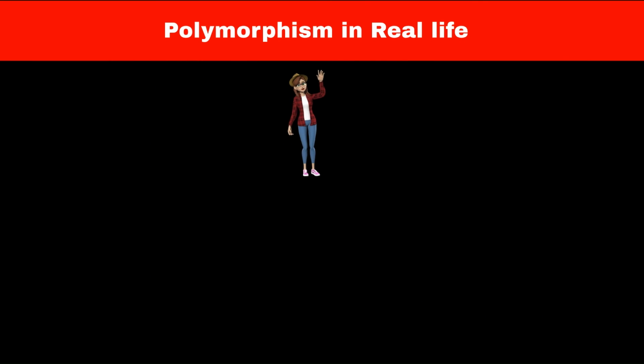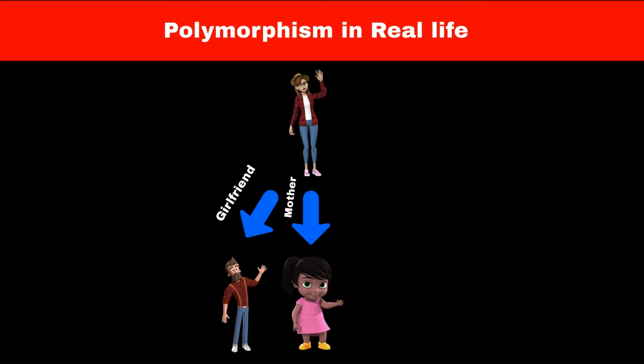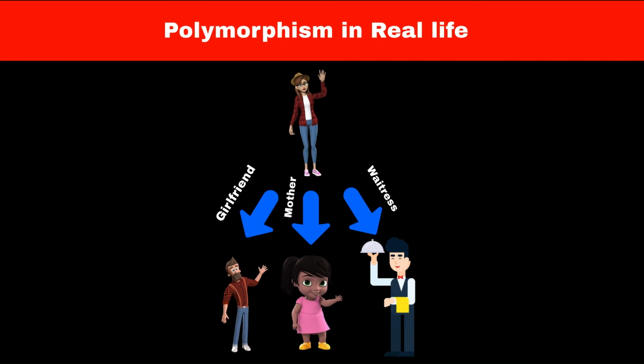Consider the example of Rachel. Rachel plays multiple roles in her life. Like Rachel is a girlfriend of Ross, she is also mother of Emma, and she is also a waiter in a restaurant. This means that Rachel is a single person who is performing different roles. Means one person can have multiple forms. This is called polymorphism in real life.